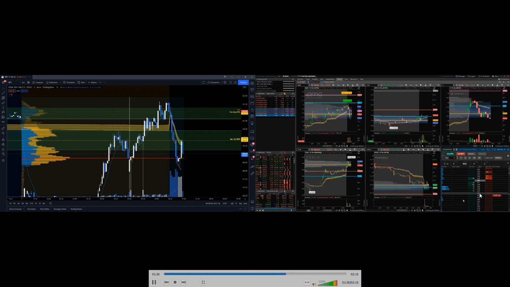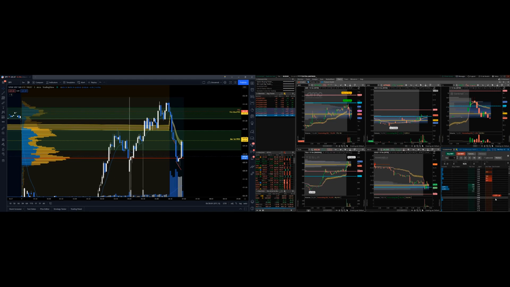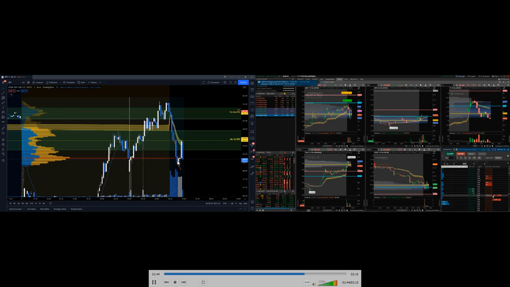Almost get stopped out right there. And I wouldn't be upset if I did. It is what it is. Move that goalpost up a little bit more. Now these puts are flying.